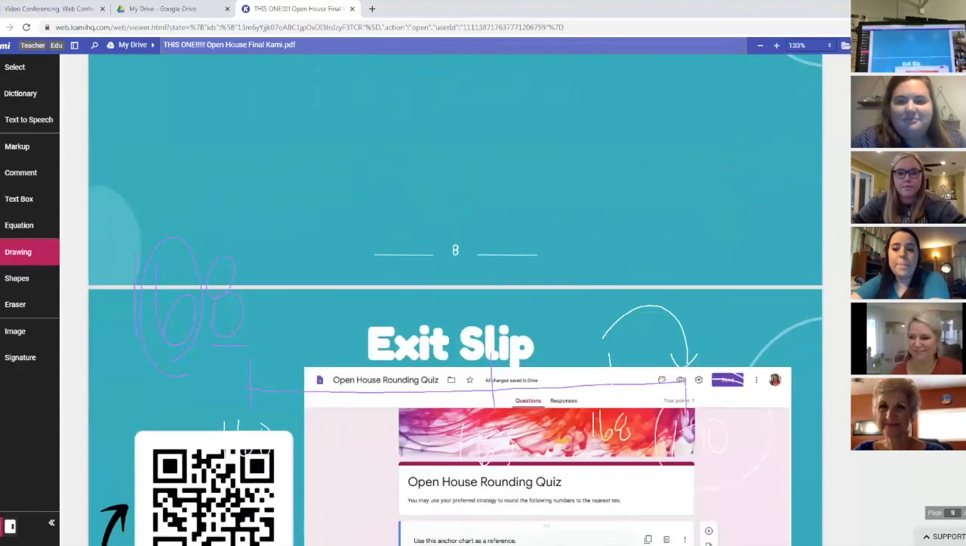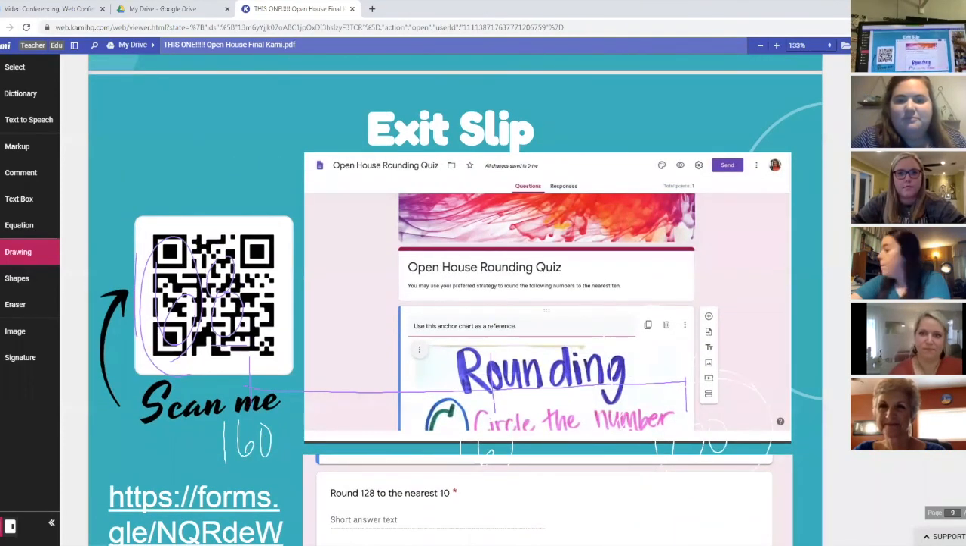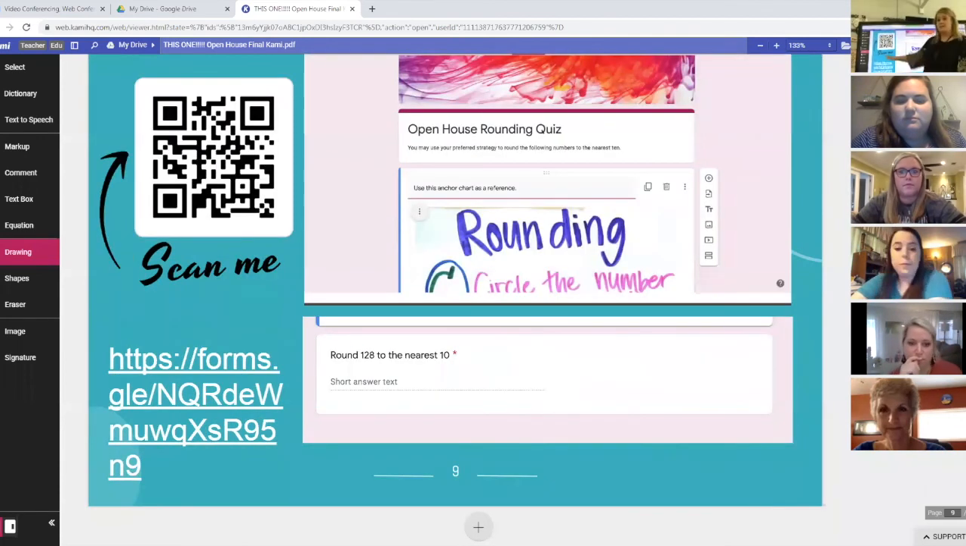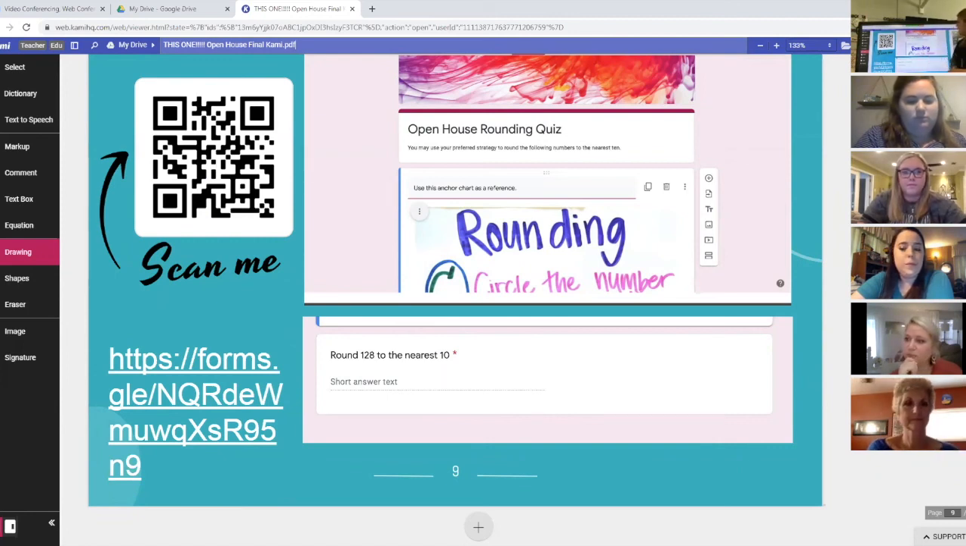Our last problem is actually going to be an exit slip. And what I want you to do is you can scan this QR code, and it will take you to a Google quiz, and that will give me feedback on how you're doing in class, and that way I can work with you one-on-one and see your understanding of this lesson.